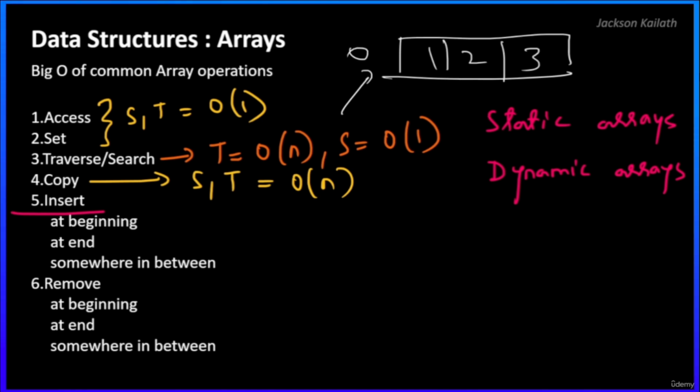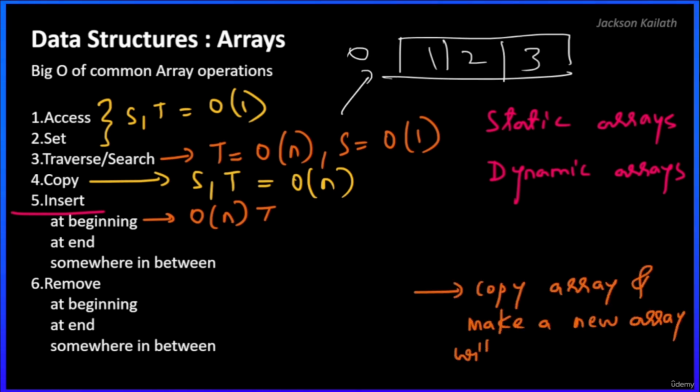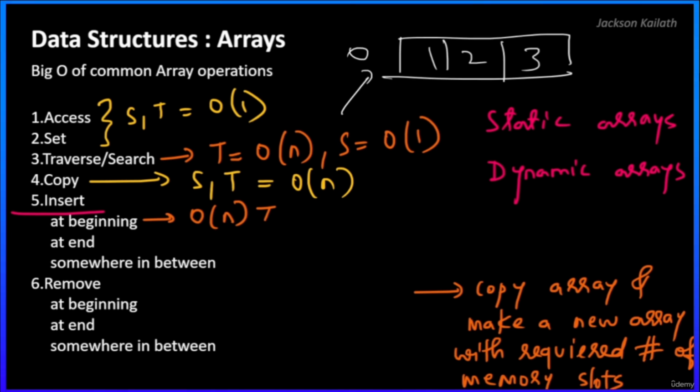Now if you want to do this, this is an O of n time complexity operation. Why is that so? Because again, we don't know whether this memory slot over here is free. So what we have to do is copy the array and make a new array with the required number of memory slots. So that is why this is going to be an O of n time operation.